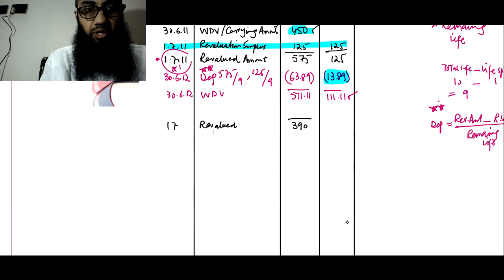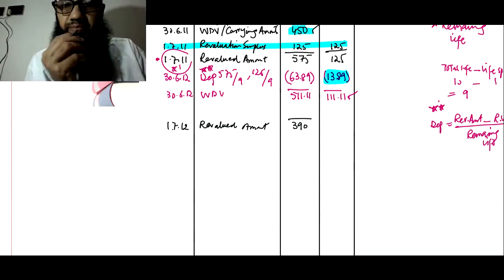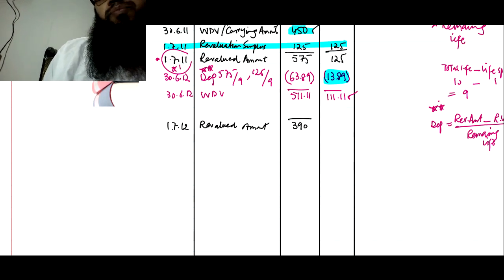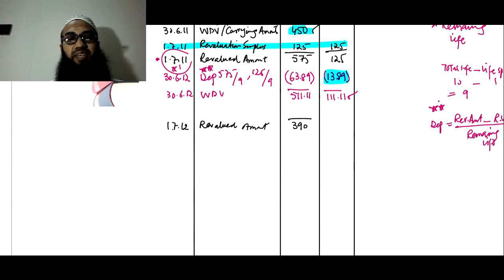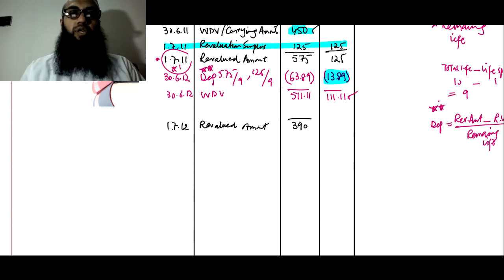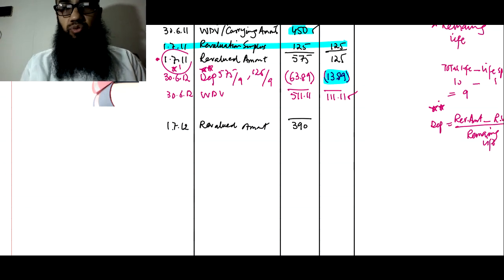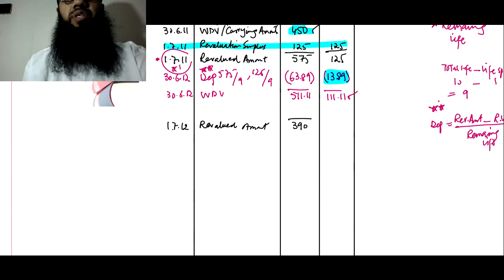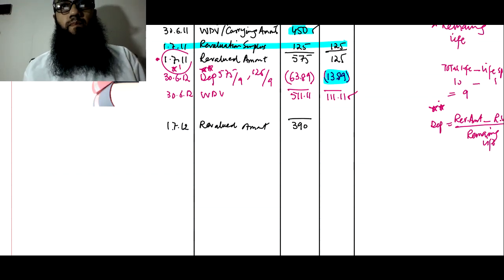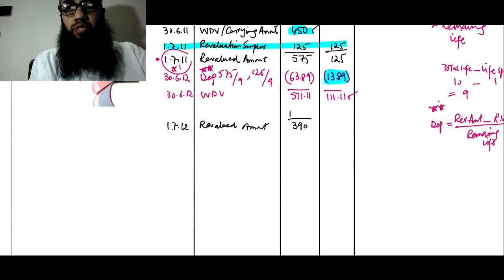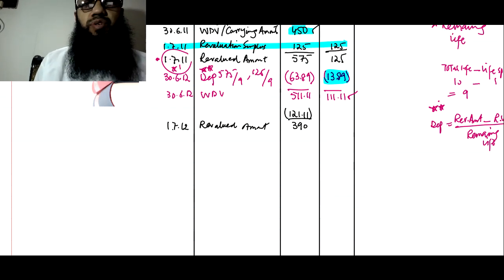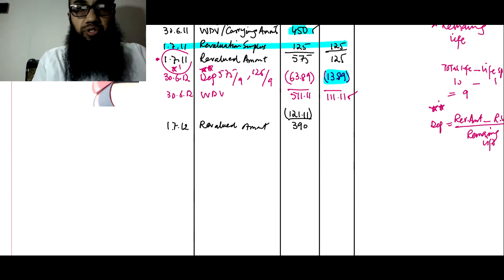On 1st July 12, revalued amount is 390. So how will we proceed? Now the asset has to go down. Asset value has to go down from 511 to 390. What is the value? Please calculate. It is 120.11 going down.